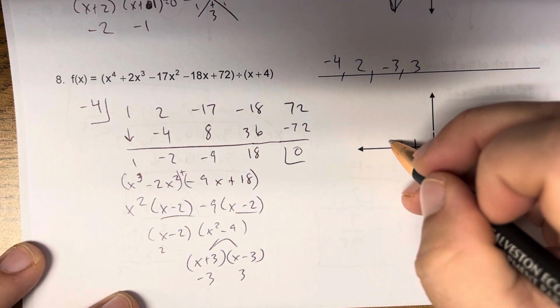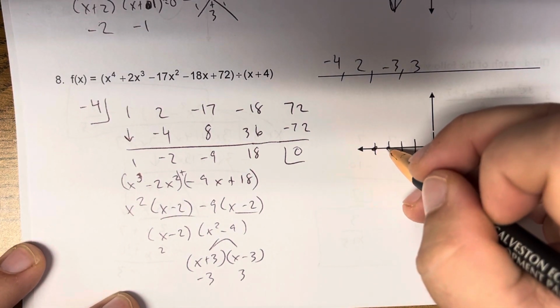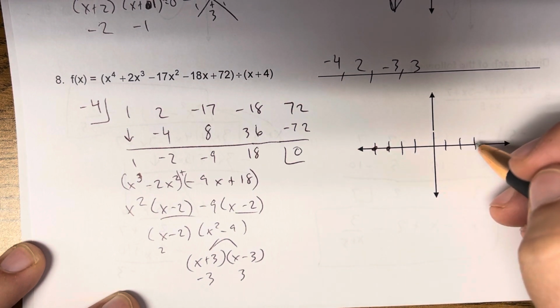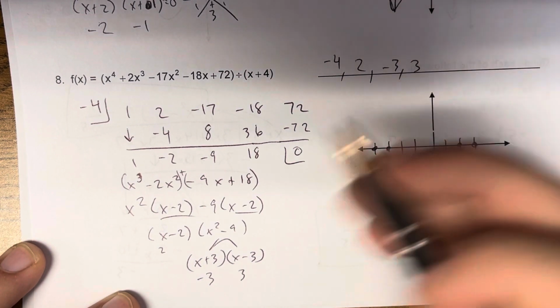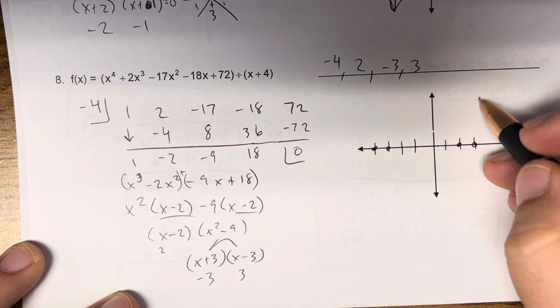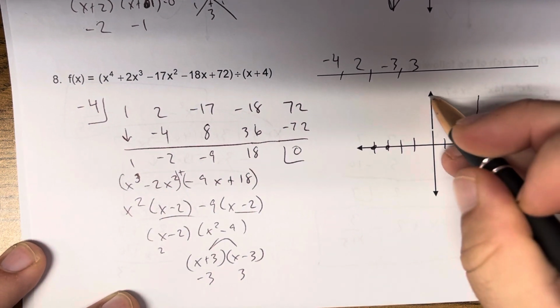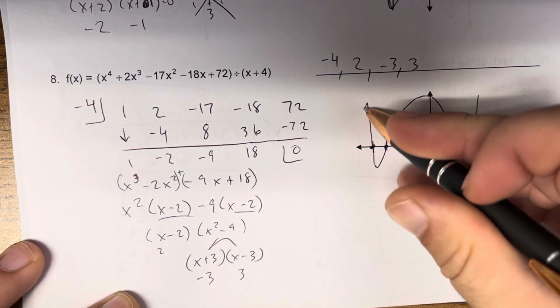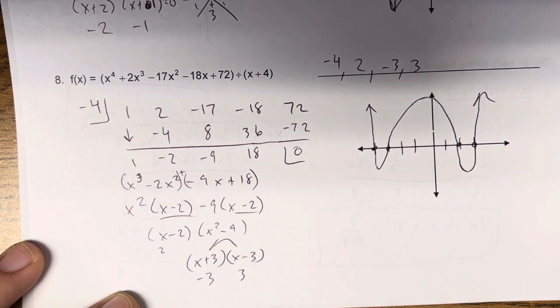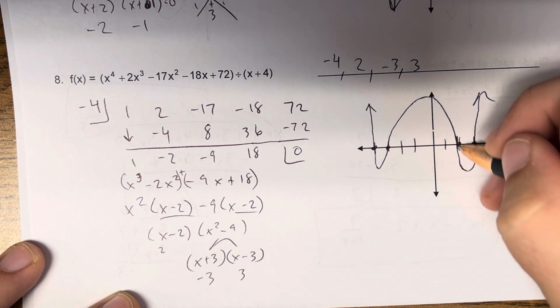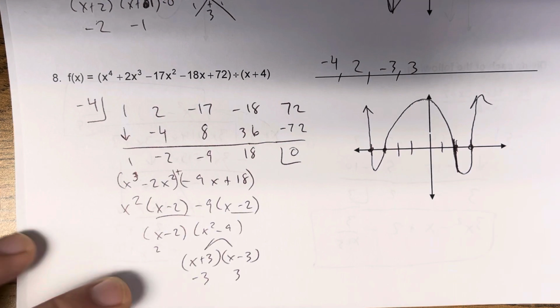So 1, 2, 3, 4. This is going to end going up, straight through each of them. So straight through, straight through, straight through, straight through. Kind of missed that dot over here, but there we go. All right, moving on to the next one.